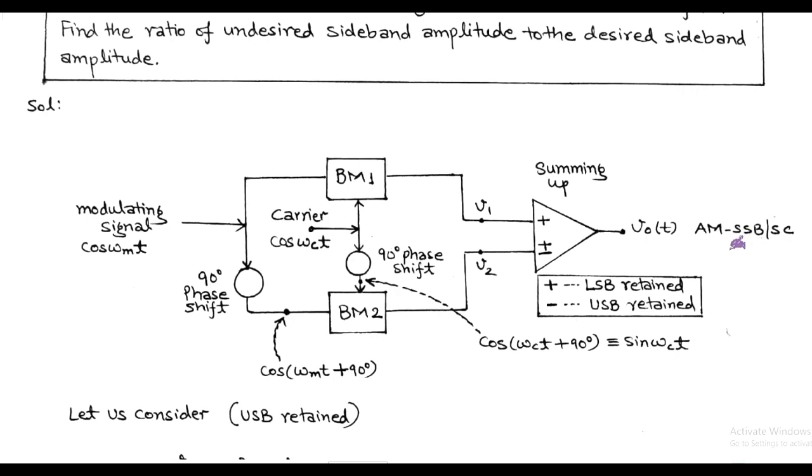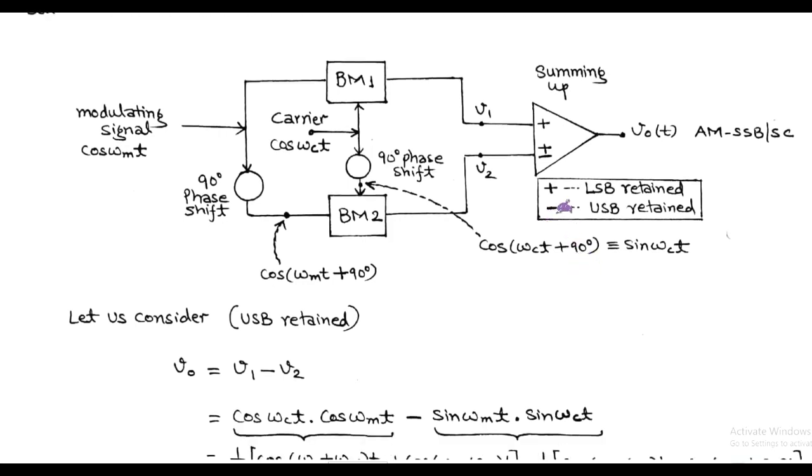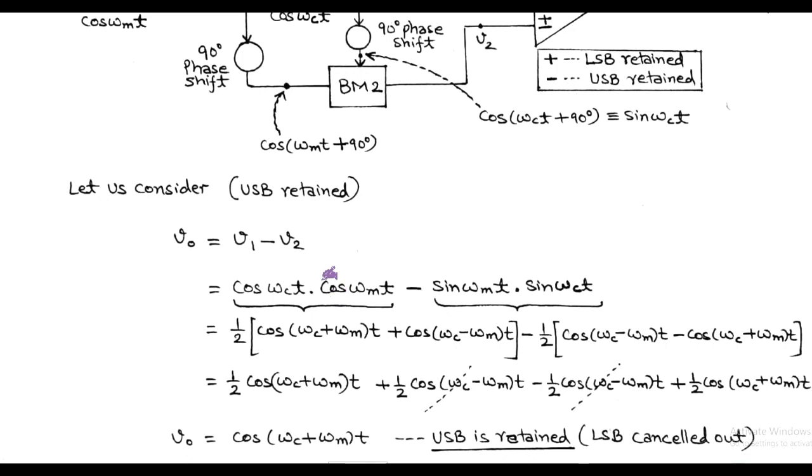Now here we consider USB retained, meaning we suppress the lower sideband, and the output is V0 equals V1 minus V2. In place of V1 we can write cos omega ct into cos omega mt, and in place of V2 we can write sin omega mt into sin omega ct. That is the output of balance modulator 1 and balance modulator 2.